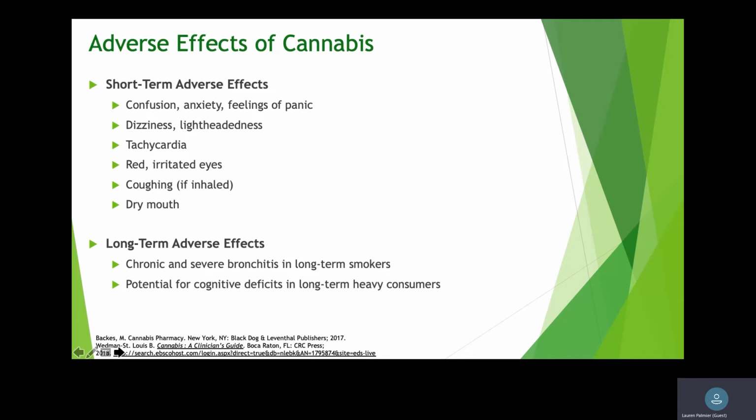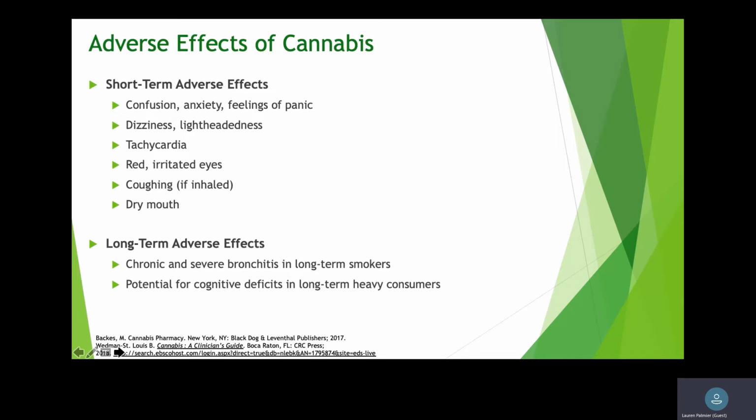Red and irritated eyes is often something we see short term with cannabis use, and that can be relieved with artificial tears. Coughing is common, especially if the cannabis is inhaled. That will usually subside on its own, or a patient can try to drink water to relieve it. If the cough is persistent or bothersome, the patient may want to try a different route of administration. And dry mouth is often something we see with cannabis use, and that can be relieved with citrus products like citrus lozenges or lemonade to help encourage saliva production.